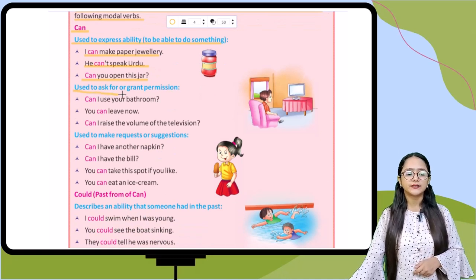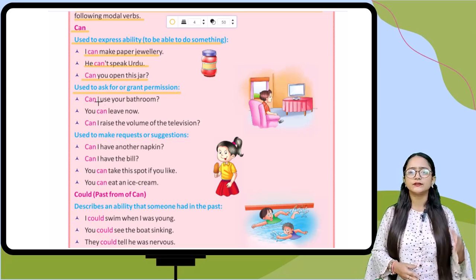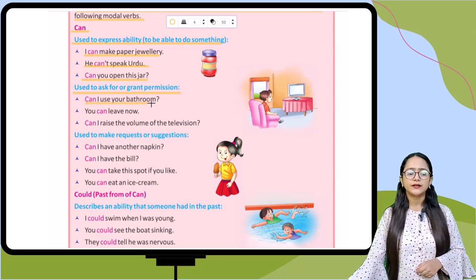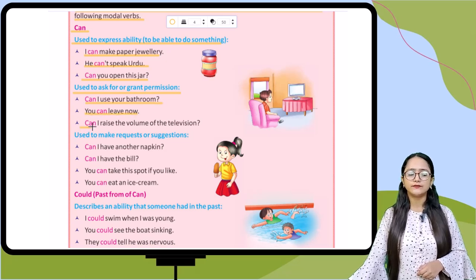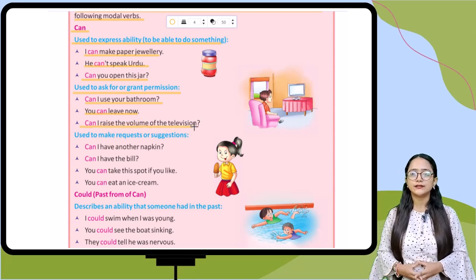Now the next thing is used to ask for or grant permission. For example, can I use your bathroom? Next one, you can leave now. Next, can I raise the volume of the television? So here you can clearly see that you are asking for permission.